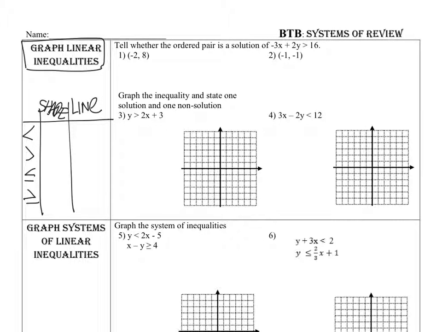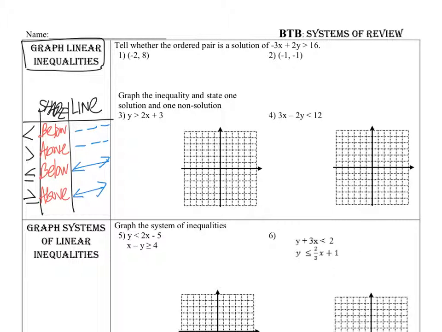If it's a less than sign, then we shade below. If it's a greater than sign, then we shade above. So this is a less than sign, so we'll shade below, less than or equal to. And the next one is greater than or equal to, so we'll shade above. These create dashed lines, and the or equal to include the points on the line, so they are solid lines. So that's kind of a quick review.